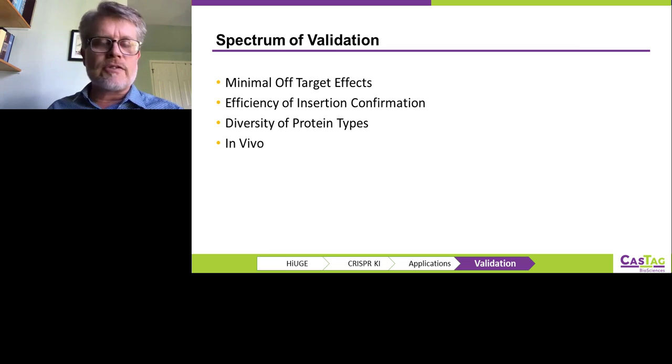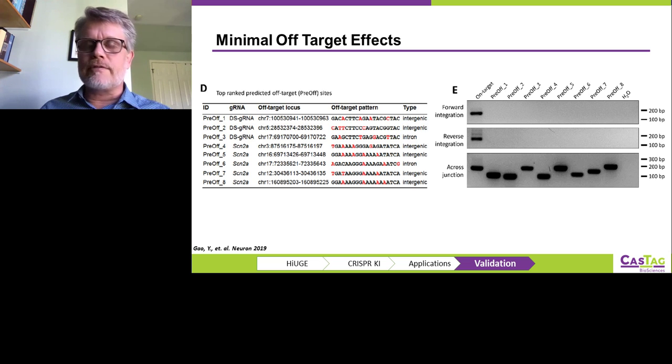Okay, so those are some of the applications that you might want to use this novel knock-in technology for. Now I'd like to quickly go through some of the validation of these types of experiments. So the first question that you should always ask when using CRISPR-Cas9 based approaches is, what are the off-target effects? And so we've looked at this in multiple different ways. I'll show you data from one of them.